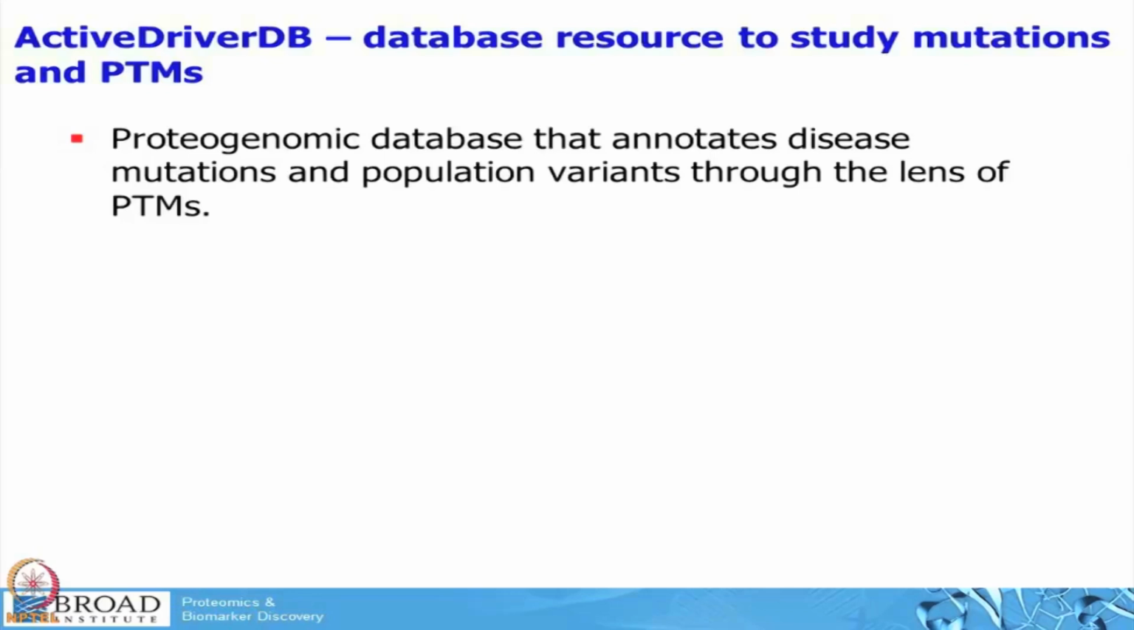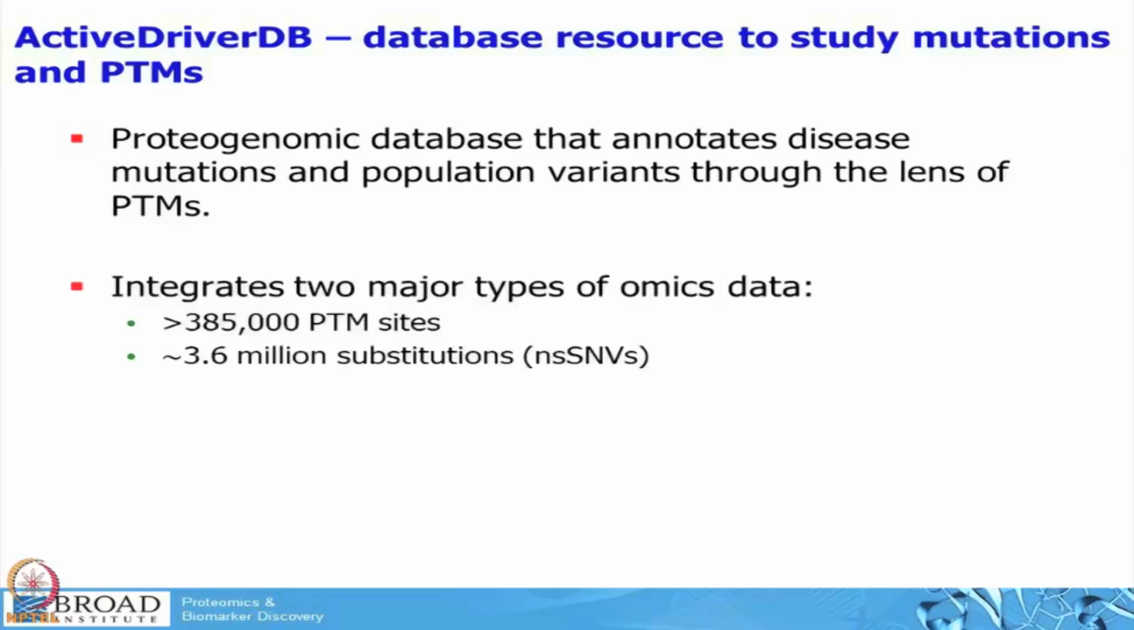ActiveDriverDB is a very well developed, very complete proteogenomic database that annotates disease mutations, but also population variants, and relates them to PTMs. So we have two major types of omics data integrated here. One is post-translational modification sites, more than 380,000, and also more than 3.5 or 3.6 million SNPs.